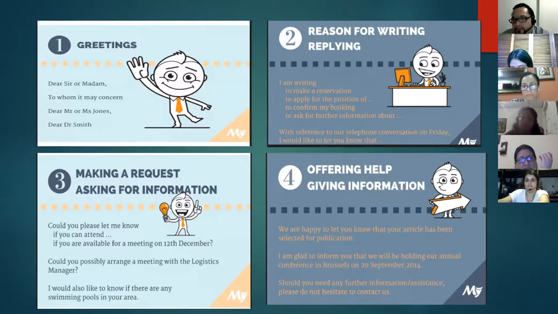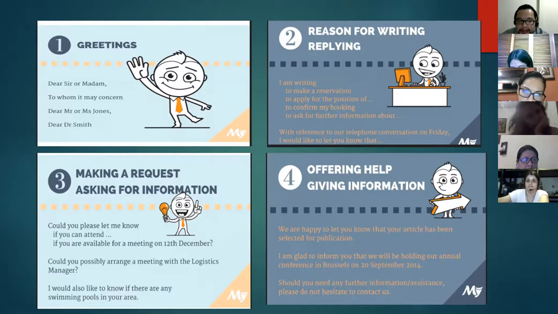Después empezamos con the reason for writing, replying. I'm writing to make a reservation. I'm writing to apply for the position of. I'm writing to confirm our booking. I am writing to ask for further information about. With reference to our telephone conversation on Friday, I would like to let you know that. So we can use all of these, con referente a por qué estamos escribiendo.